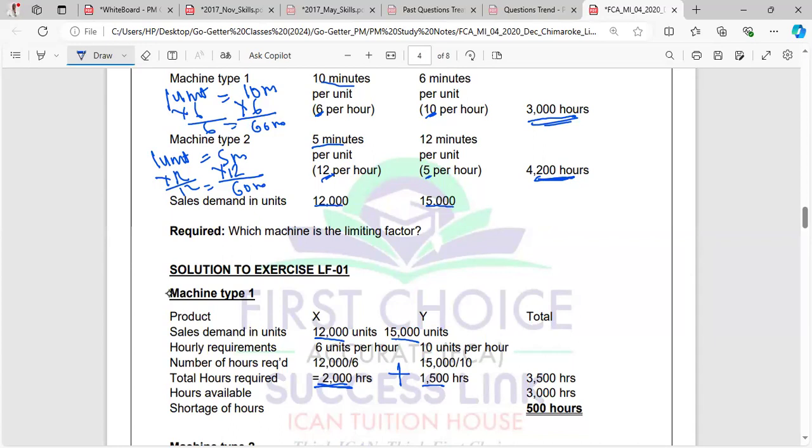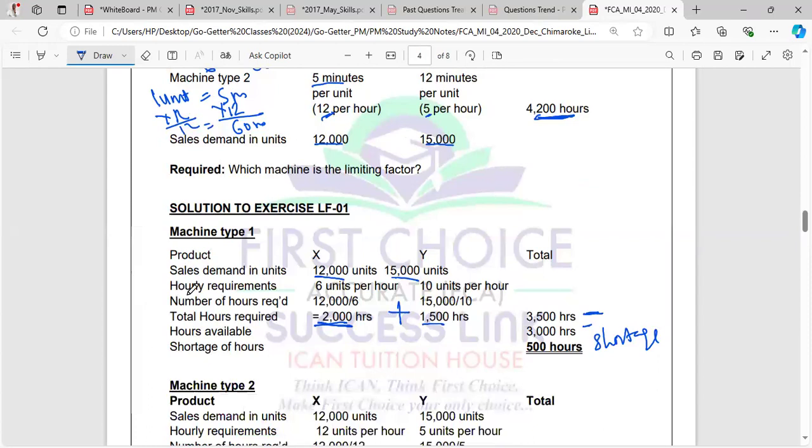When you add them together, you are getting 3,500 hours. But you only have 3,000 hours available. So that means this 500 hours is shortage. 3,000 hours is available, but it's not enough because you need 3,500 hours. Now, 500 hours is shortage, is scarce.